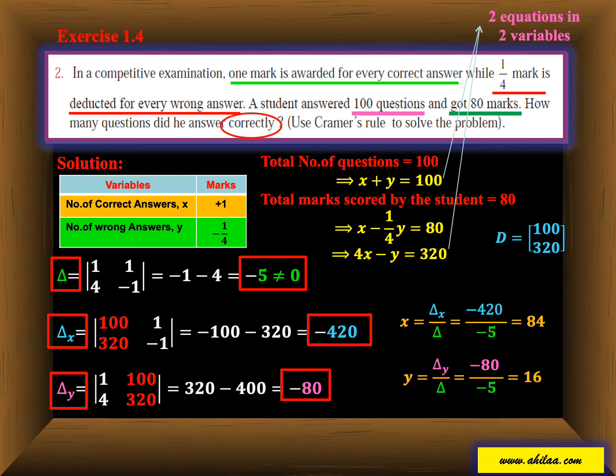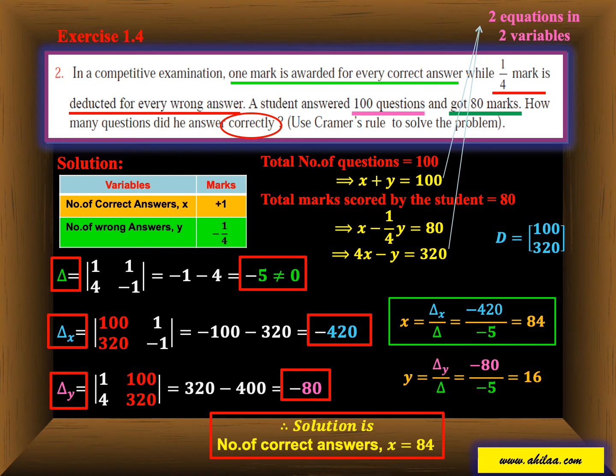But in the question they have asked only for the correct answers. How many questions did he answer correctly? So it is enough to get the value of x alone. So our solution is: number of correct answers equal to x equal to 84. Understood? Fine.